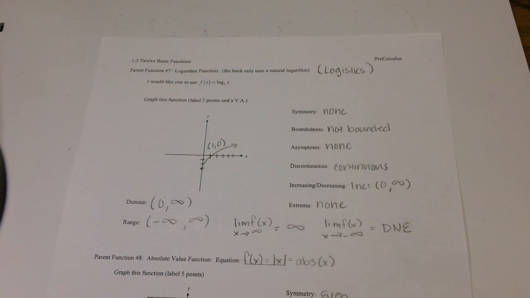There are no extrema. The domain is from 0 to infinity. The range is from negative infinity to infinity. And again with the domain, it does not touch 0. The limit as x approaches infinity is infinity. And the limit as x approaches negative infinity does not exist.